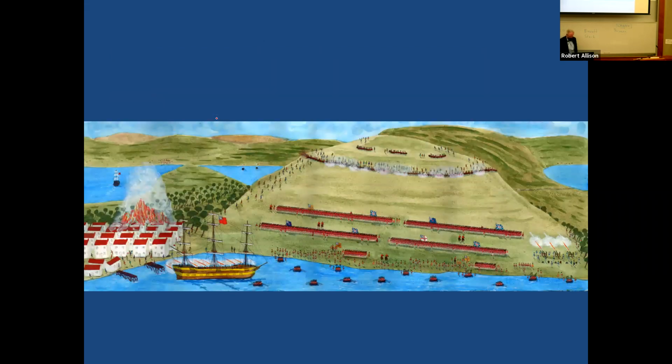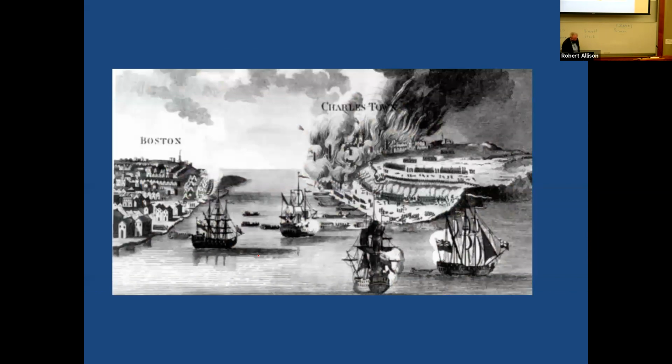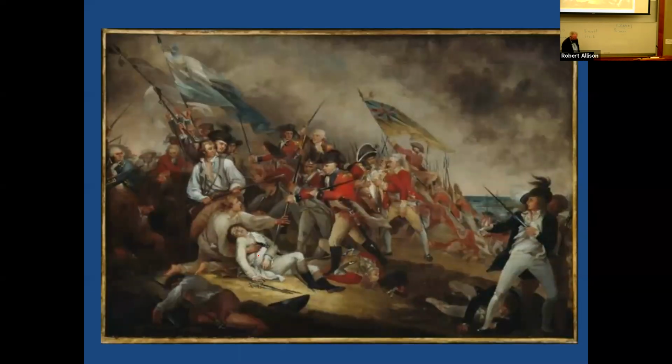Here you can see some more scenes of this. Here is Charlestown burning. Here are the British troops marching up the hill. Here are the Americans on the top of the hill, stopping them. This is the British frigate Somerset that is firing on the town. Another scene of Charlestown burning.